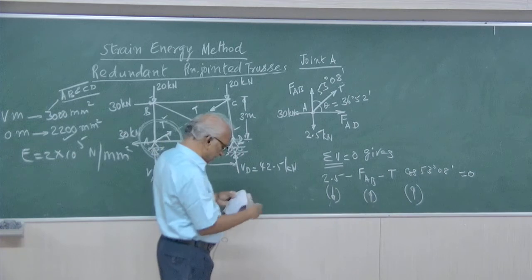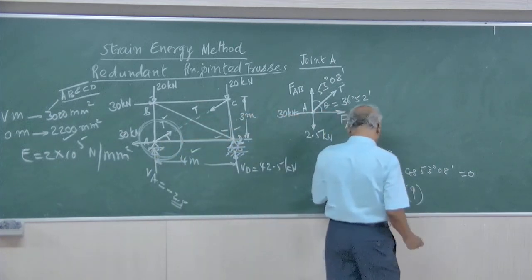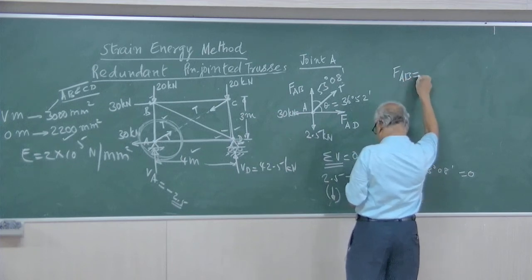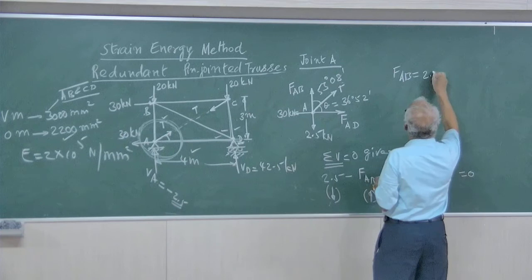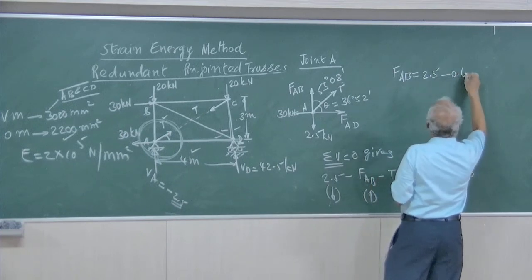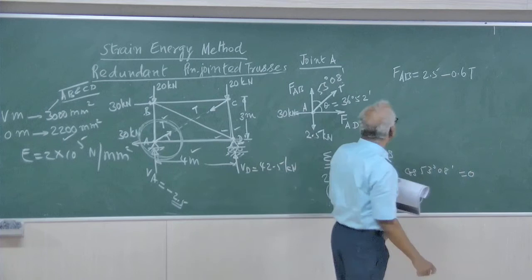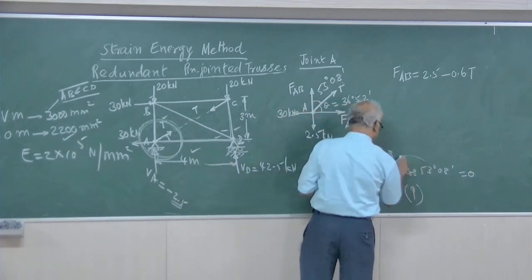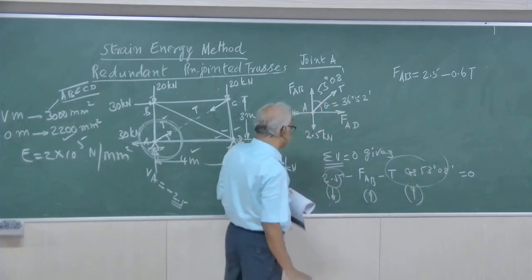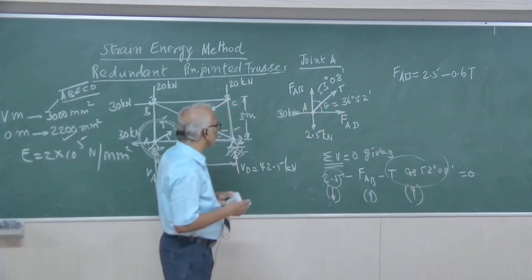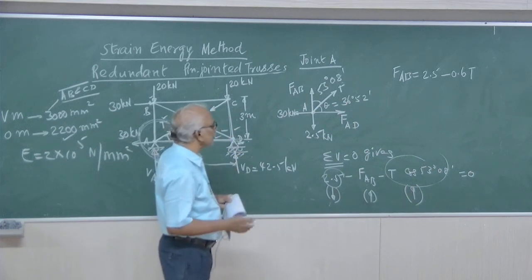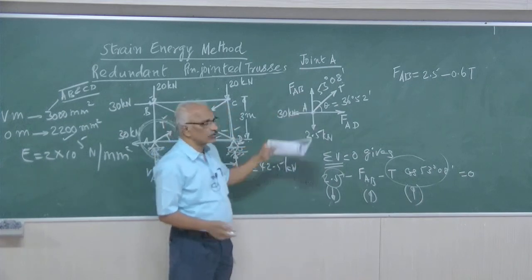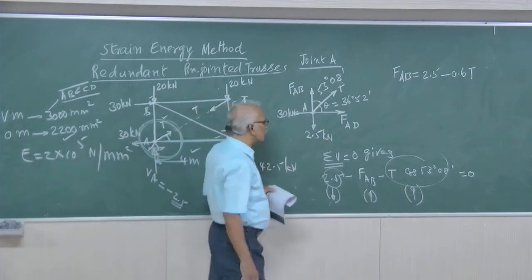So this will give you the value of FAB equal to 2.5 minus 0.6 T. So it will be in terms of this value plus this value minus this value. So that is sigma V equal to 0. For one member you have got it, of course in terms of the redundant, that we have to find out. You have to find out the value of T. Once you find out the value of T, you can find out the force in the member AB. Right. So this is one.